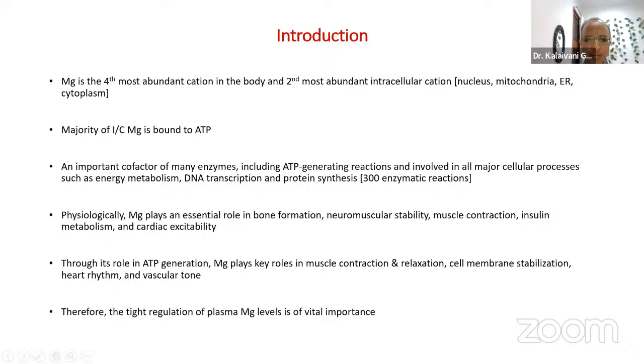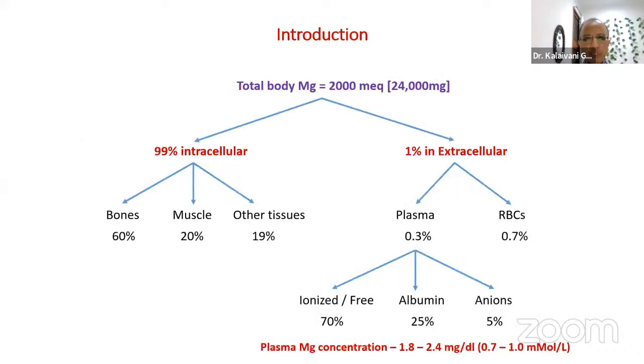Therefore, the tight regulation of plasma magnesium level is of vital importance. As we know, the total body magnesium stores are about 2000 milliequivalents, which is approximately 24,000 milligrams or 24 grams, of which predominantly 99% is intracellular and only 1% is in the extracellular compartment of the body fluids. Of this, the majority of the magnesium stores are in the bones, followed by muscles, and some other tissues, including the heart, the liver, and the kidneys. Of the 1% in the extracellular fluid, about a third is in the plasma and 70% is in the RBCs.